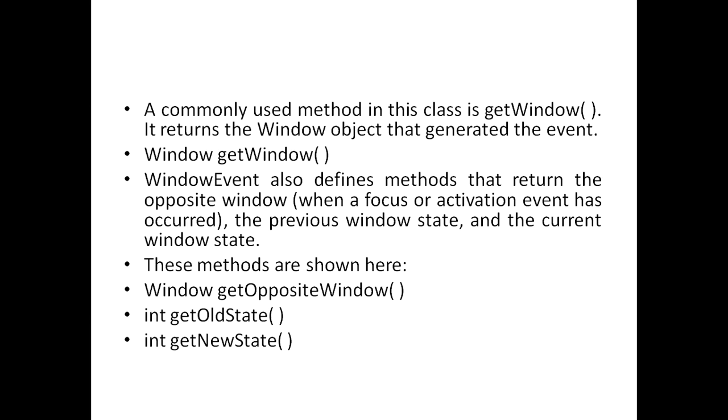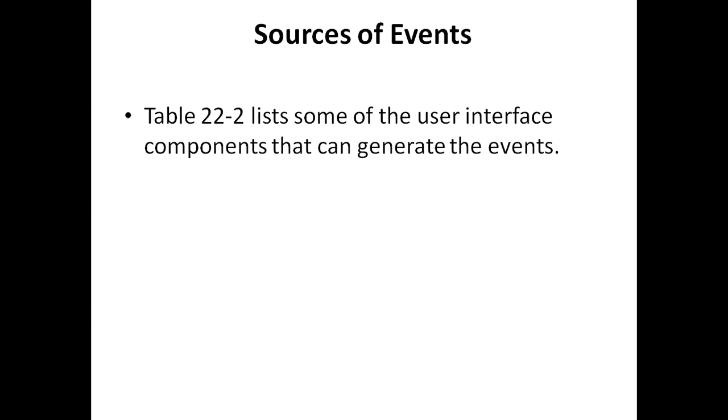A commonly used method in this class is getWindow, which returns the Window object that generated the event. WindowEvent also defines methods that return the opposite window when a focus or activation event has occurred, the previous window state and the current window state, by using the methods getOppositeWindow, getOldState, getNewState. So these are the events which may occur in the program, and these are the predefined classes. So in the next video, we'll see sources of events.